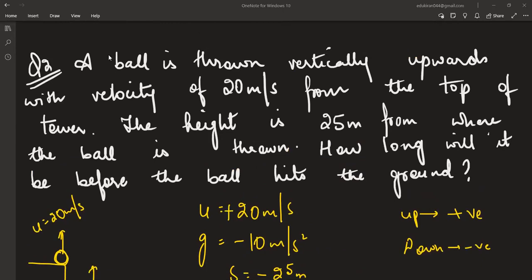Abdul, we have just done this question. Please note this down. This question too is from motion under gravity, similar to the question we did in the last class.